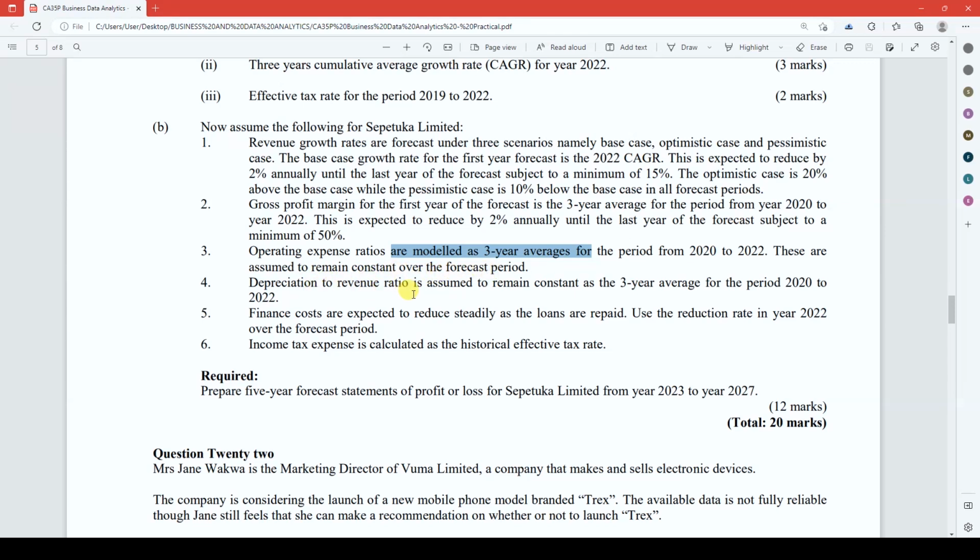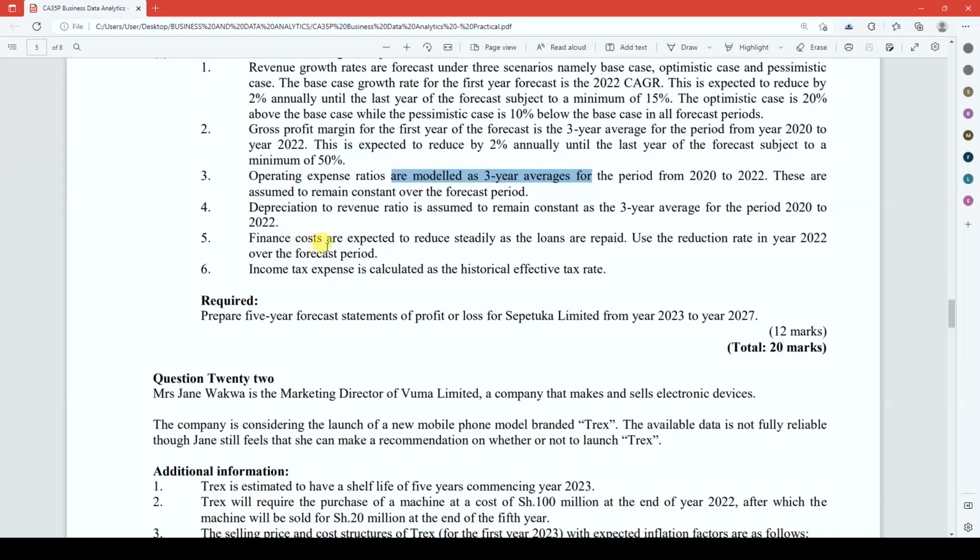Depreciation to revenue ratio is assumed to remain constant as the 3-year average for the period 2020 to 2022. Finance costs are expected to reduce steadily as the loans are repaid. Use the reduction rate in year 2022 over the forecast period. Number 6, income tax expense is calculated as a historical effective tax rate.